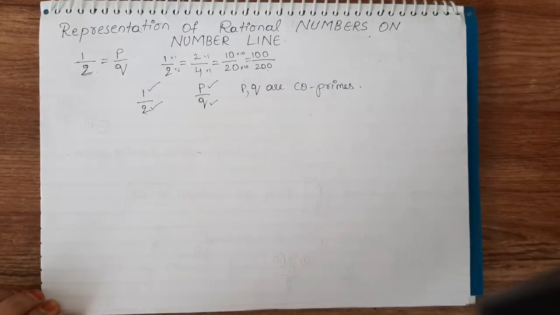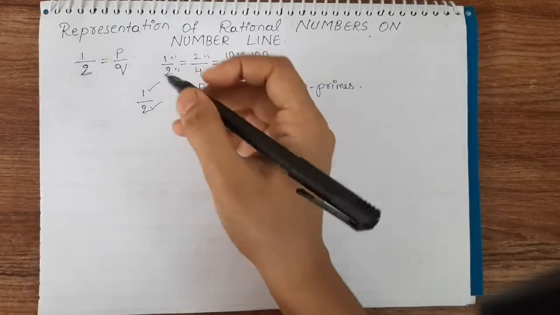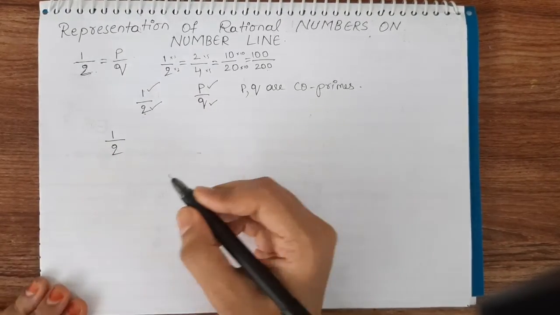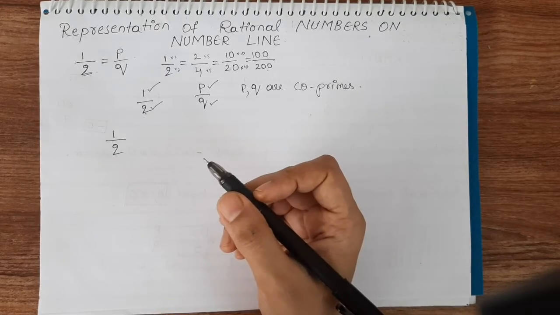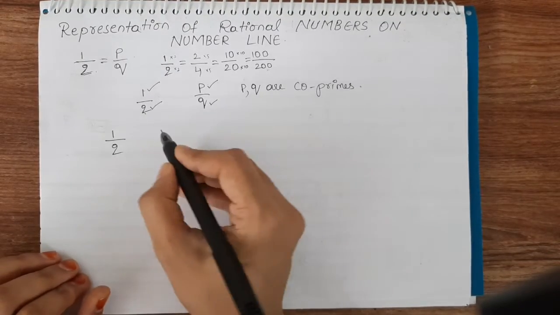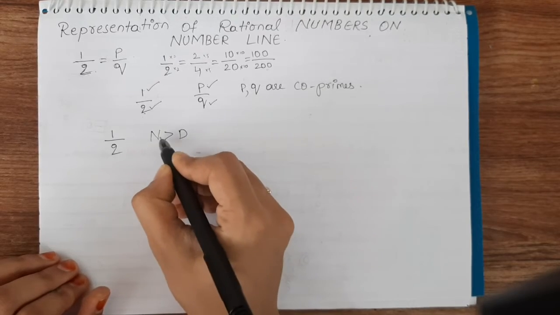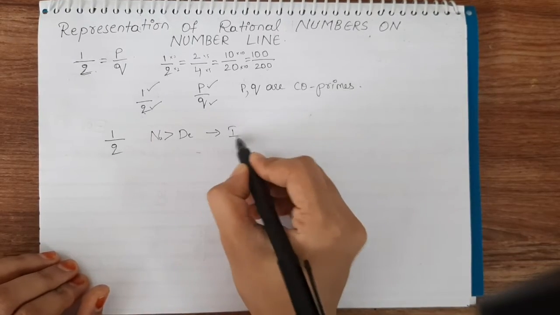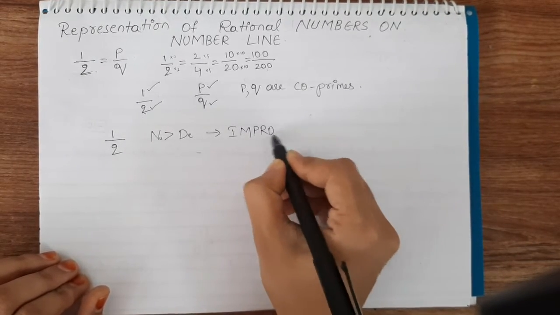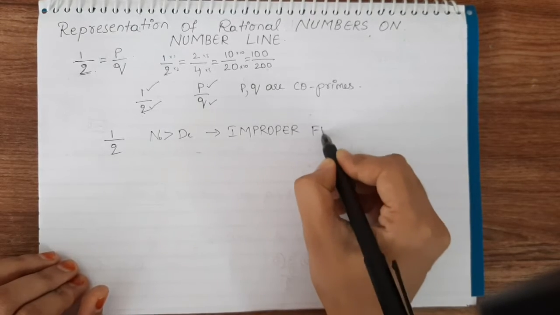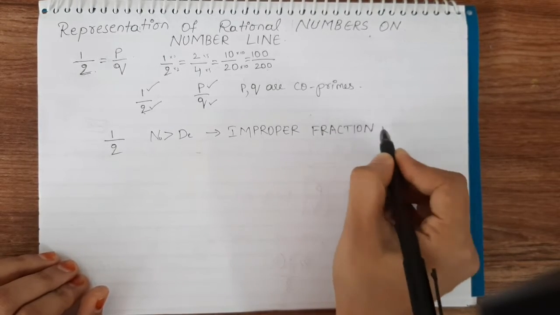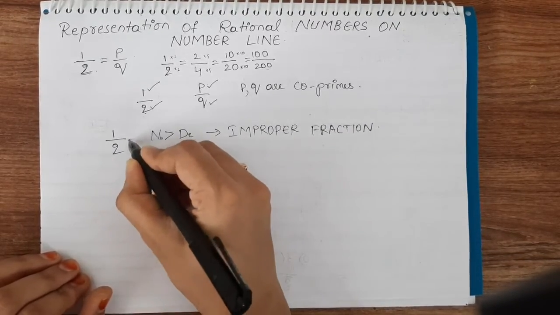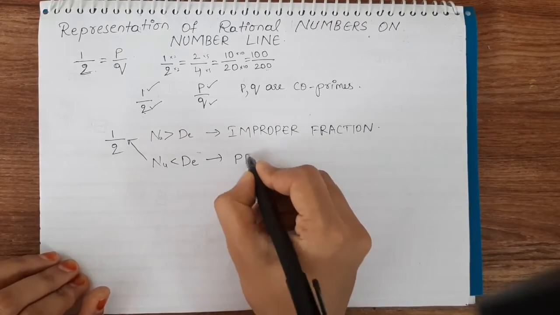Now we'll take a number line. First we'll see what this fraction is. Is it a proper fraction or improper fraction? How will you differentiate proper fraction and improper fraction? You'll compare the numerator and denominator. If numerator is greater than denominator, we say it is an improper fraction. If numerator is less than denominator, like in this case, what do we say? It is a proper fraction.